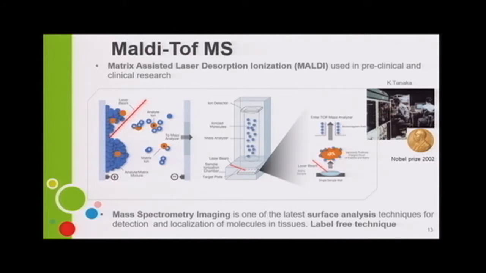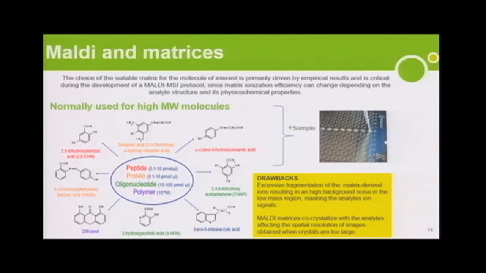And so we thought that this technique could be very useful in order to obtain information about the drug distribution in a solid tumor. Normally, the matrices that are used in this technique are organic compounds. They are small molecules. Normally, they are acids, okay? But this technique was useful, using these matrices, only for molecules with a high molecular weight. This means peptides, oligonucleotides, proteins, and so on.